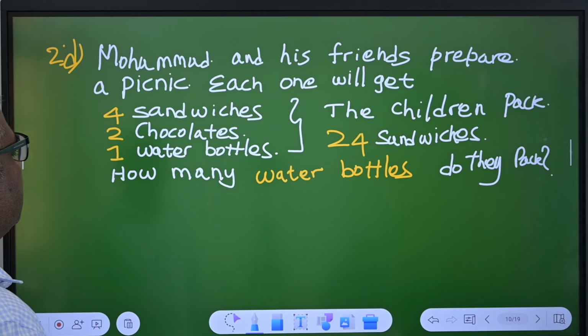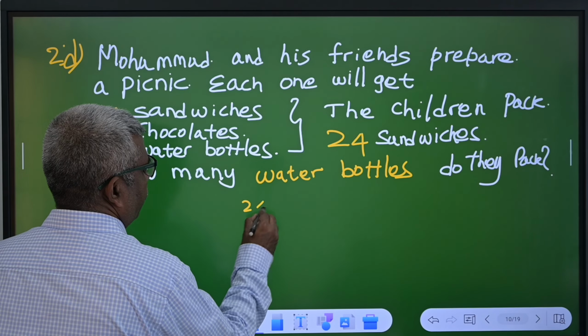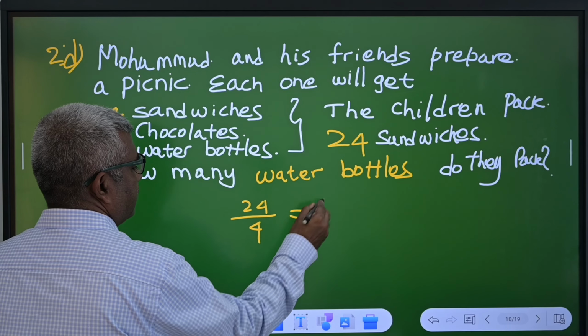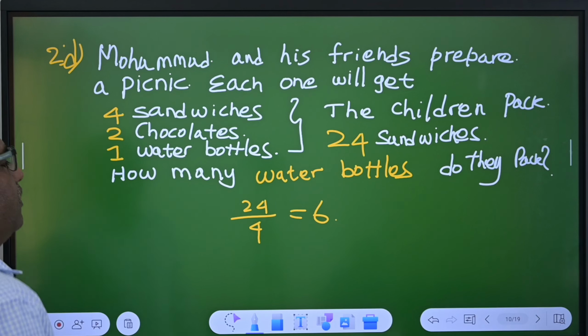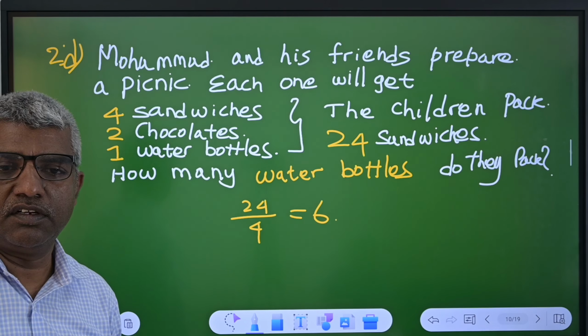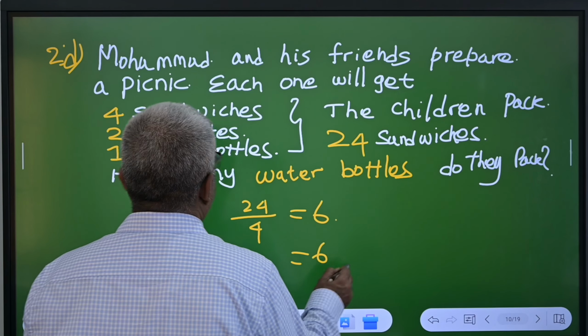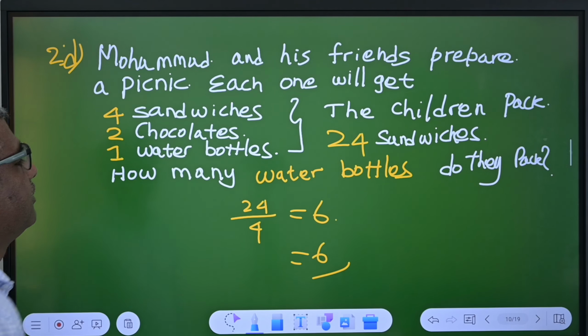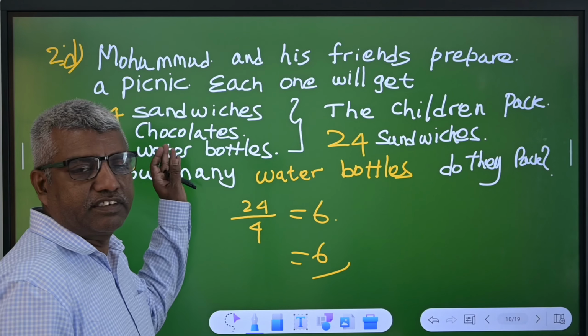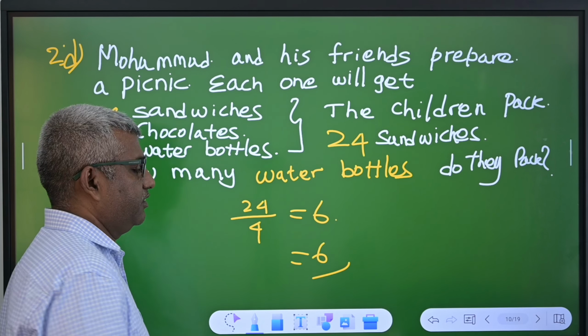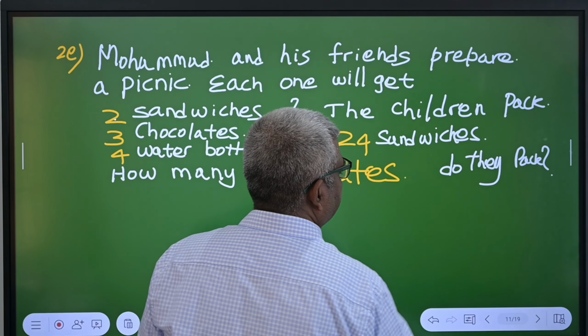Number of children is 24 divided by 4. So 24 divided by 4 is 6. Okay. How many water bottles do they need? That's also 6. 6 into 1. Yes, 6 into 1. Okay. Maybe they are going hill station, so water bottles less. The previous area is a desert area.